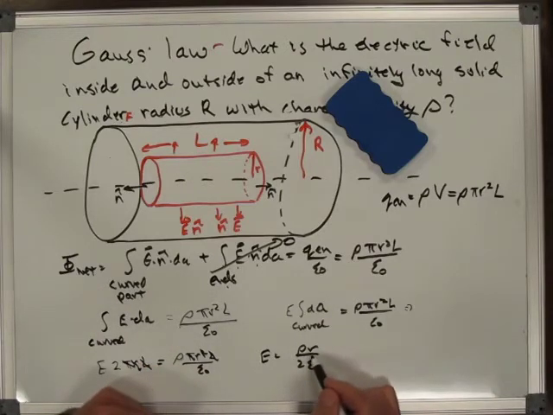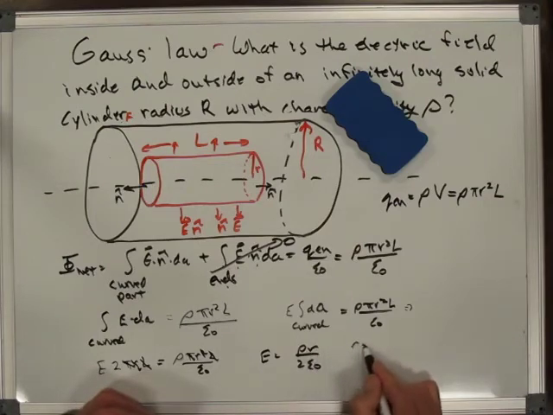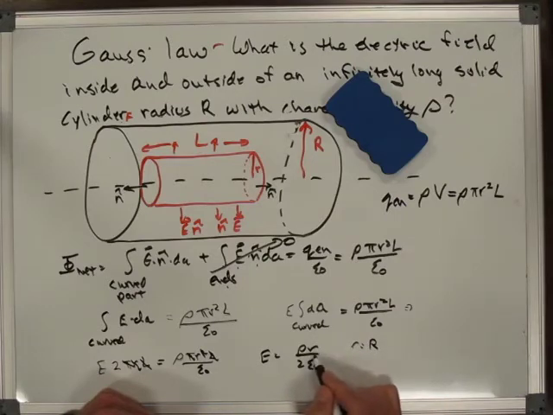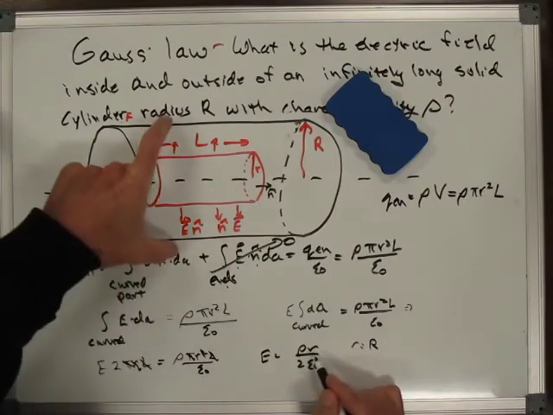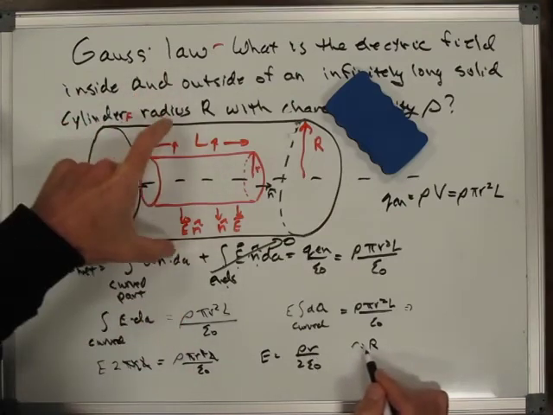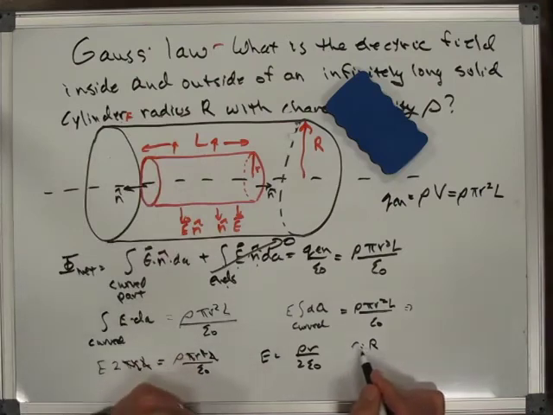A couple of things to notice. One is that if you look at what happens when little r equals big R, you'll get the same result you got in the previous problem where we were doing outside the cylinder. So they agree at the edge of the cylinder.